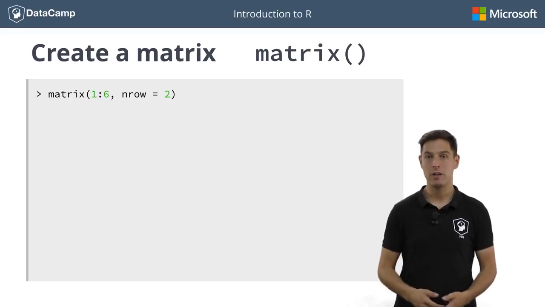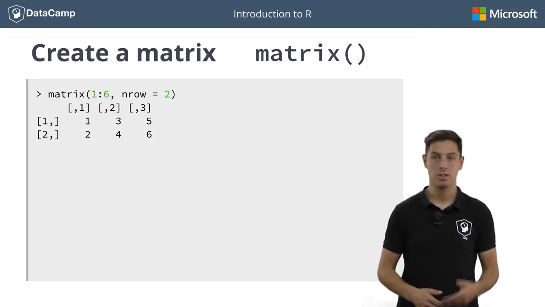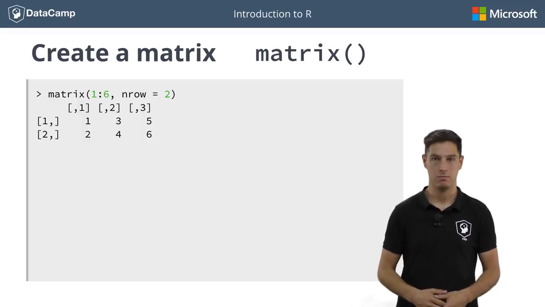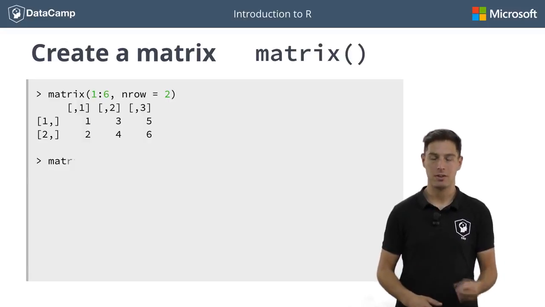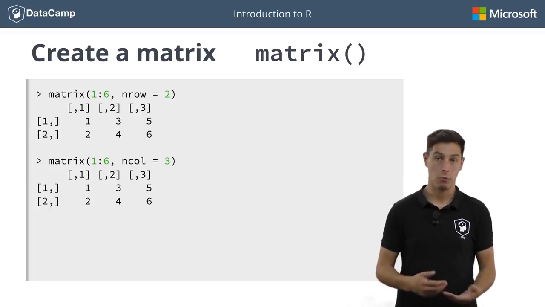R sees that the input vector has length 6 and that there have to be 2 rows. It then infers that you'll probably want 3 columns, such that the number of matrix elements matches the number of input vector elements. You could just as well specify ncol instead of nrow. In this case, R infers the number of rows automatically.